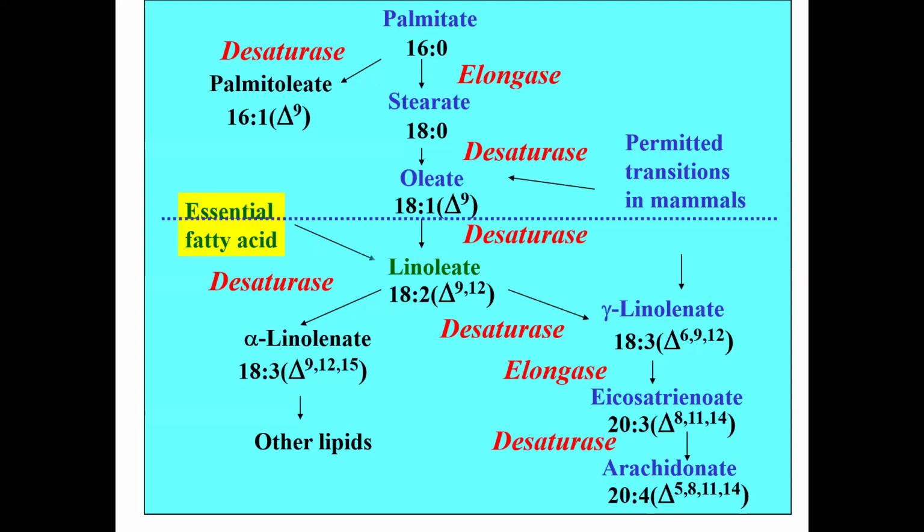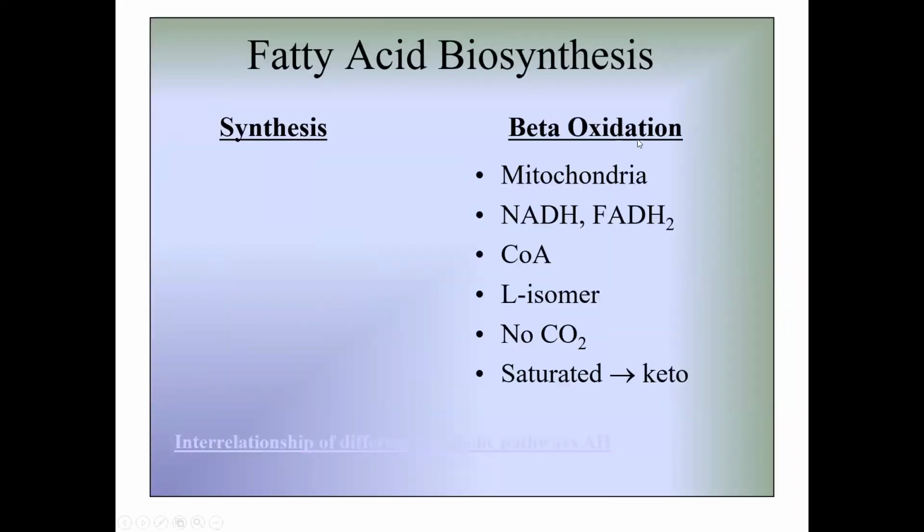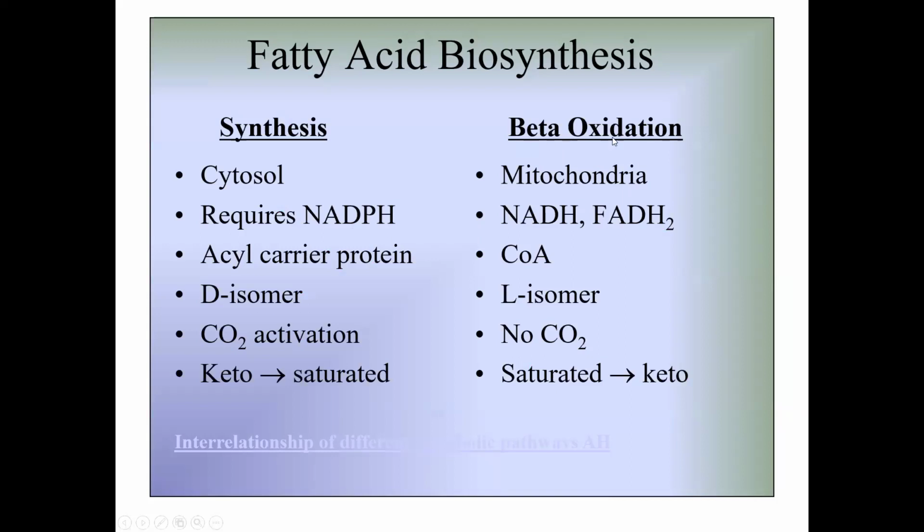But I want to give you some hints. This is beta oxidation and this is biosynthesis. Beta oxidation happens in the mitochondria, but synthesis happens in the cytosol. In beta oxidation, NADH and FADH2 are produced, but here NADPH is required. In beta oxidation, coenzyme A is required for the activation of the fatty acid, but in fatty acid biosynthesis, usually ACP, acyl carrier protein, is required. And this is L isomer and this is D isomer. And for the activation of acetyl coenzyme A, usually carbon dioxide is required, but here no carbon dioxide is required.